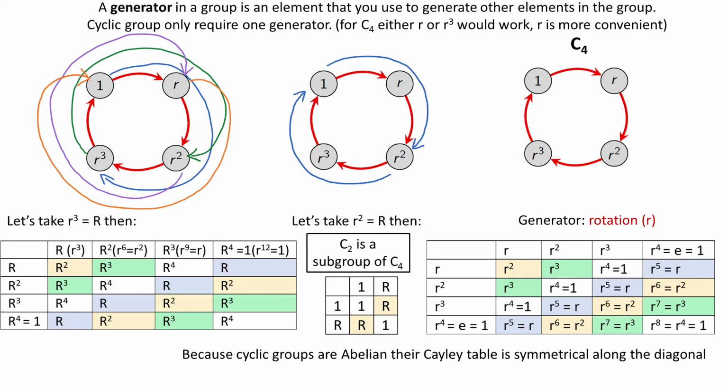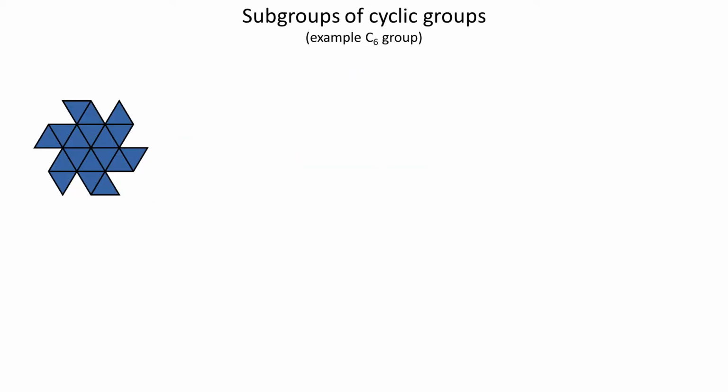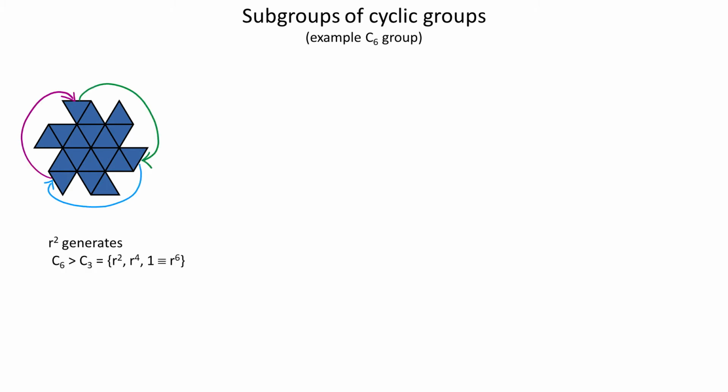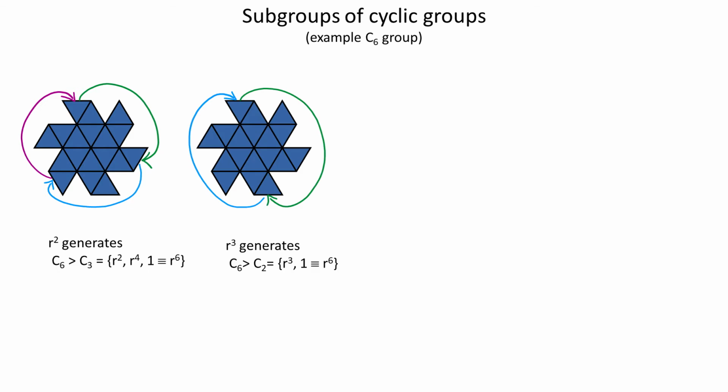Soon we will meet groups that have to have at least 2 generators, but for now, let's finish off the cyclic groups. Let's do another example, C6. Let's think how many subgroups it has. Well, r² generates r², r to the power of 4, and 1. And we'll see that this set of elements makes up the C3 group. The r cubed element generates r cubed and 1, and it corresponds to the C2 group.